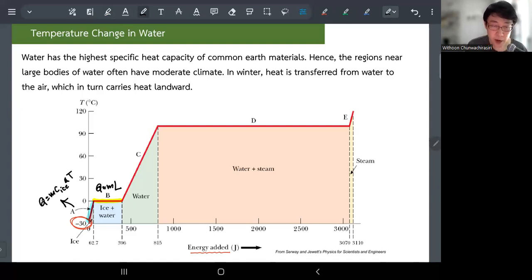Cool. Once you keep melting the ice, and all the ice has been melted, then you start raising the temperature one more time.